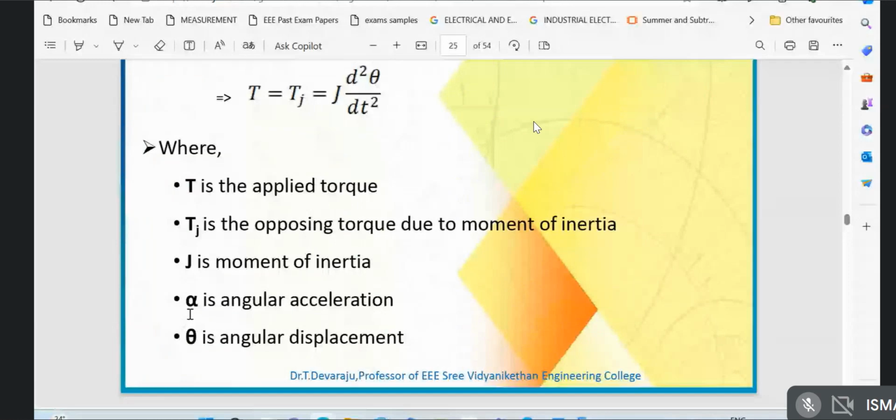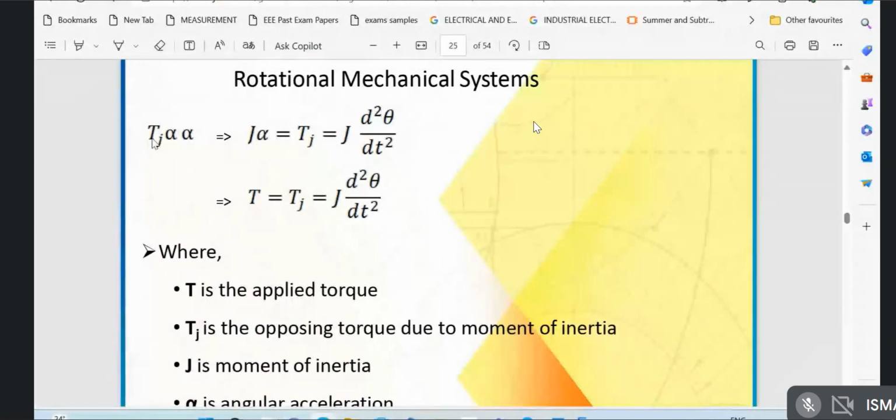Then this is the angular acceleration, alpha. Then theta is the angle of displacement. So there are two different things. This one is just T_J equals J alpha. This one should be enough, separate there, just like this.